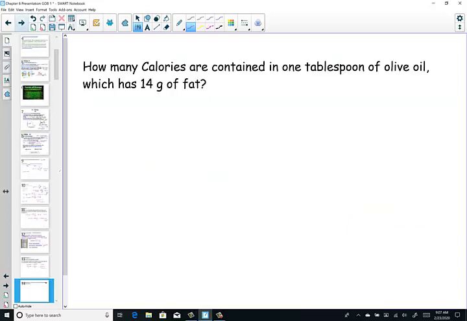Shall we try another? How many calories are contained in a tablespoon of olive oil, which contains 14 grams of fat? Okay, so here, 14 grams of fat, which is lipids in our biomolecules. Now I have to remember that 9 calories of energy are released in every 1 gram of fat. So my conversion says there's a lot more stored energy in a fat molecule than in sugars and proteins. So 14 times 9 gives me 126 food calories in that tablespoon of olive oil.